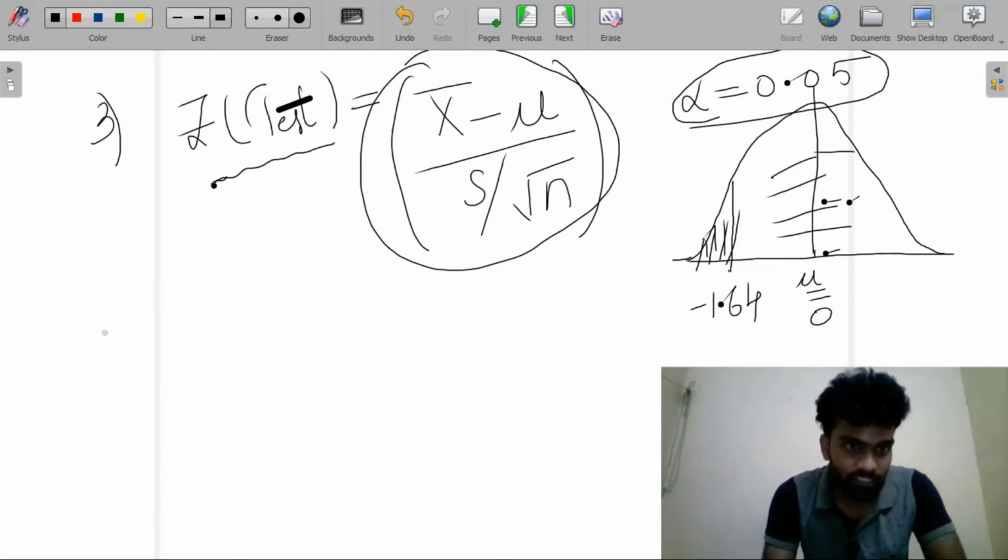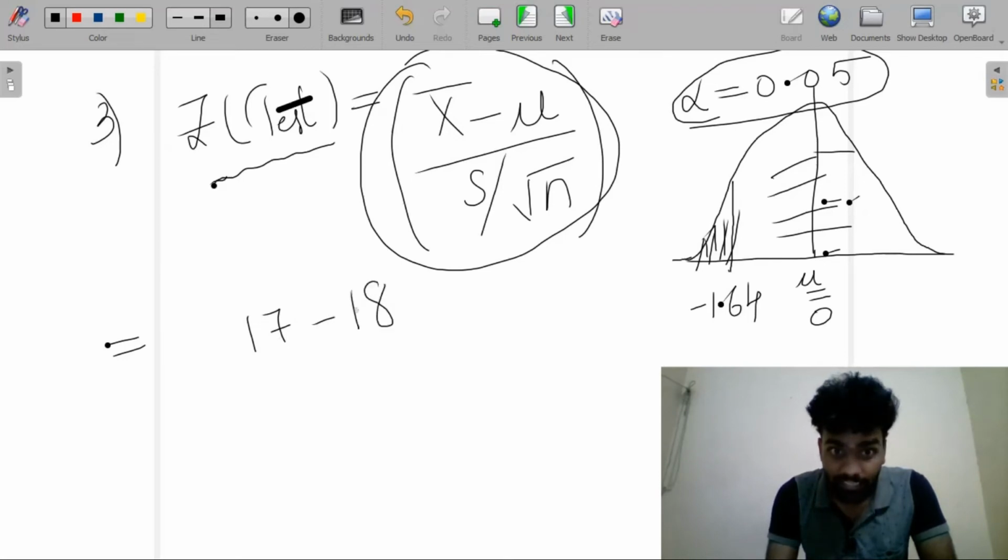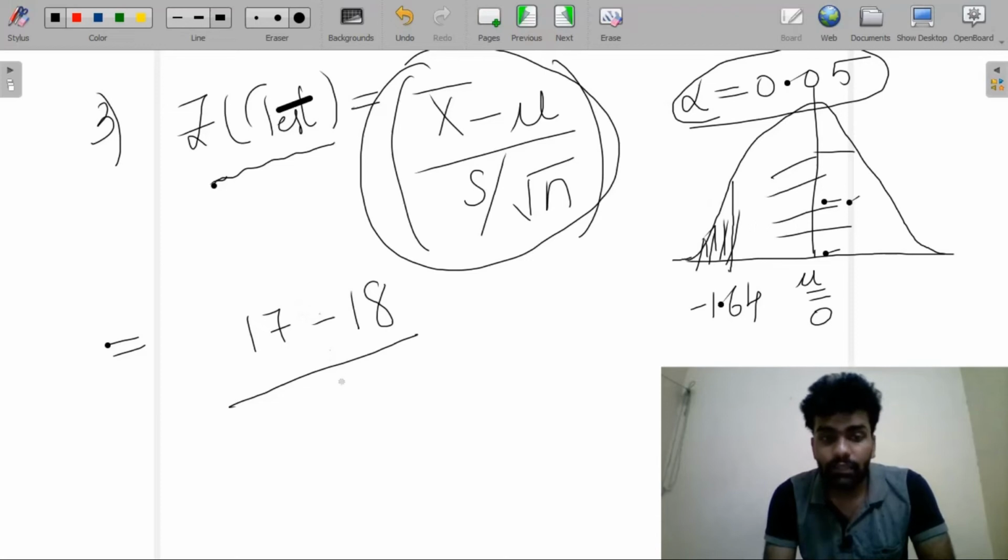Now let's find the z test. We will calculate this. The sample mean is 17 minus the population mean 18, divided by what's the standard deviation of the sample? What's the standard deviation of the sample?